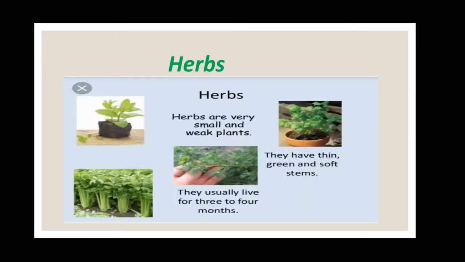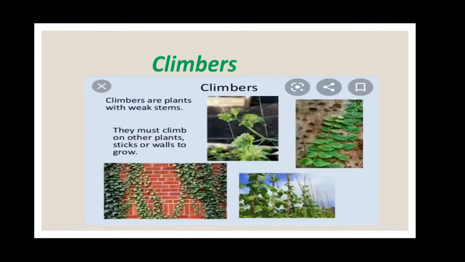Next is herbs. Herbs are very small and weak plants. They have thin, green and soft stems. They usually live for 3 or 4 months. Examples are coriander, mint, tulsi. Herbs are usually used for making medicines.